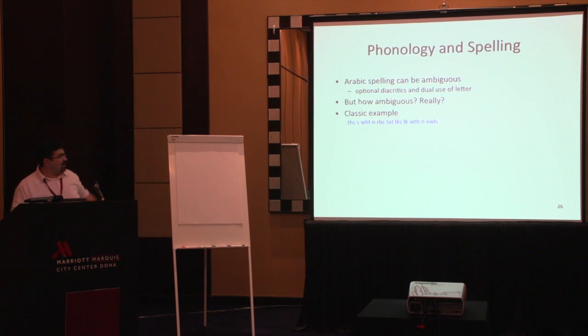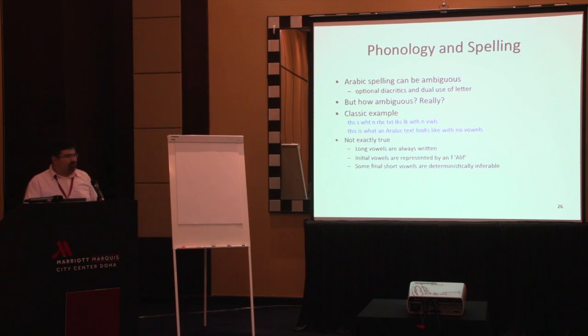Yeah, this is what an Arabic text looks like with no vowels, if you drop all the vowels. But this is really not a true equivalent. I mean, it's not a true model of the complexity of the Arabic writing system. It's not really that bad, partly because the long vowels are always written, so not all the vowels are dropped. Initial vowels are always represented with a special character. So effectively, initial vowels are kind of written.